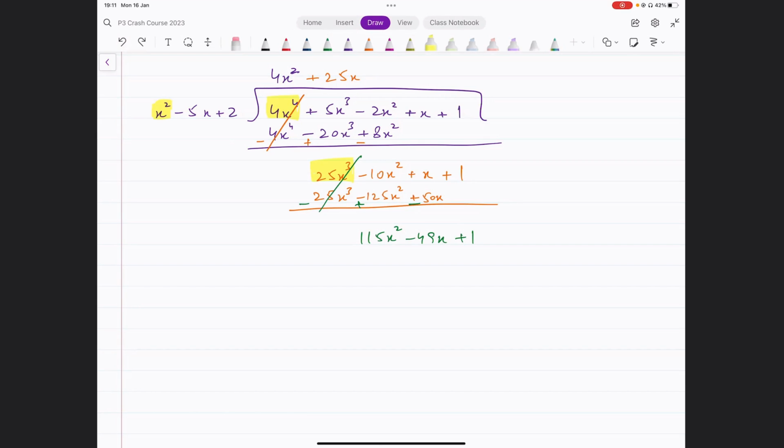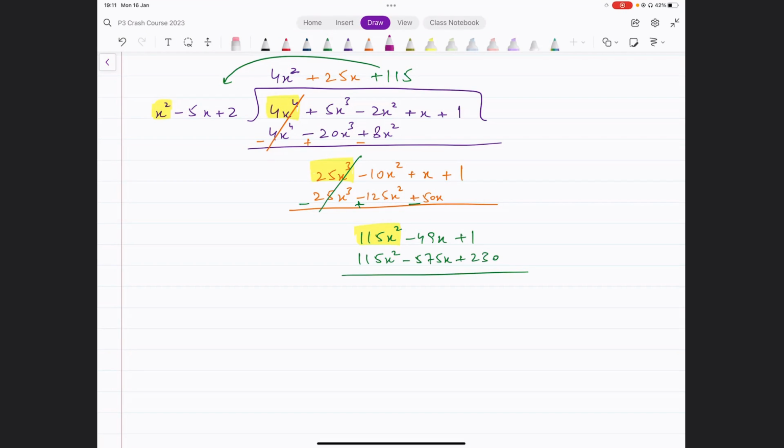Again, you look at the first terms. What do you have to multiply x squared by to get 115x squared? You multiply it by 115. Now 115 multiplied by this whole thing, what does that give me? That gives me 115x squared minus 5x times 115. What would that be? 115 into 5, that is 575. So you get 575x. 115 times 2, that's 230.